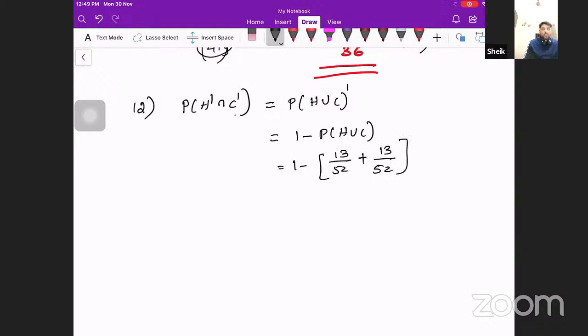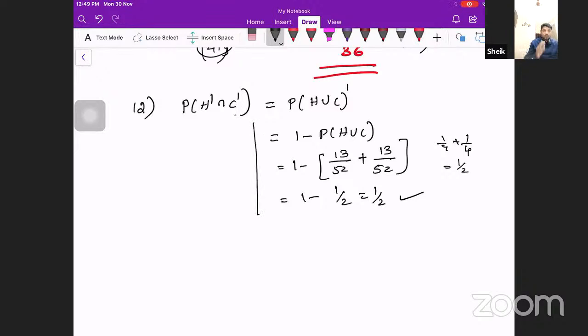There is no intersection because they are mutually exclusive. There is no common card between heart and club, my dear. Therefore, only P of H plus P of C, which is 1 by 4 plus 1 by 4, equal to 1 by 2. So 1 minus 1 by 2, our answer is 1 by 2. This is one way of approaching.